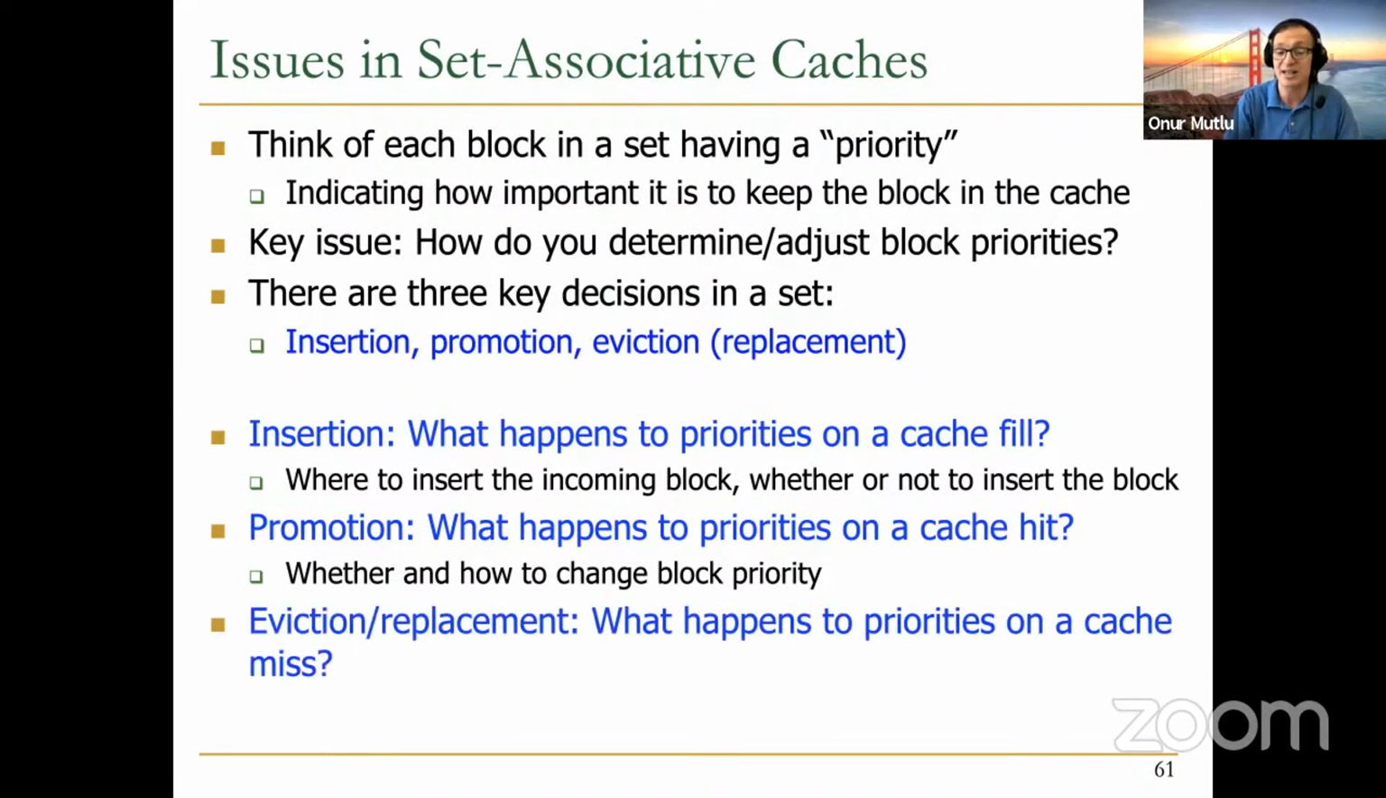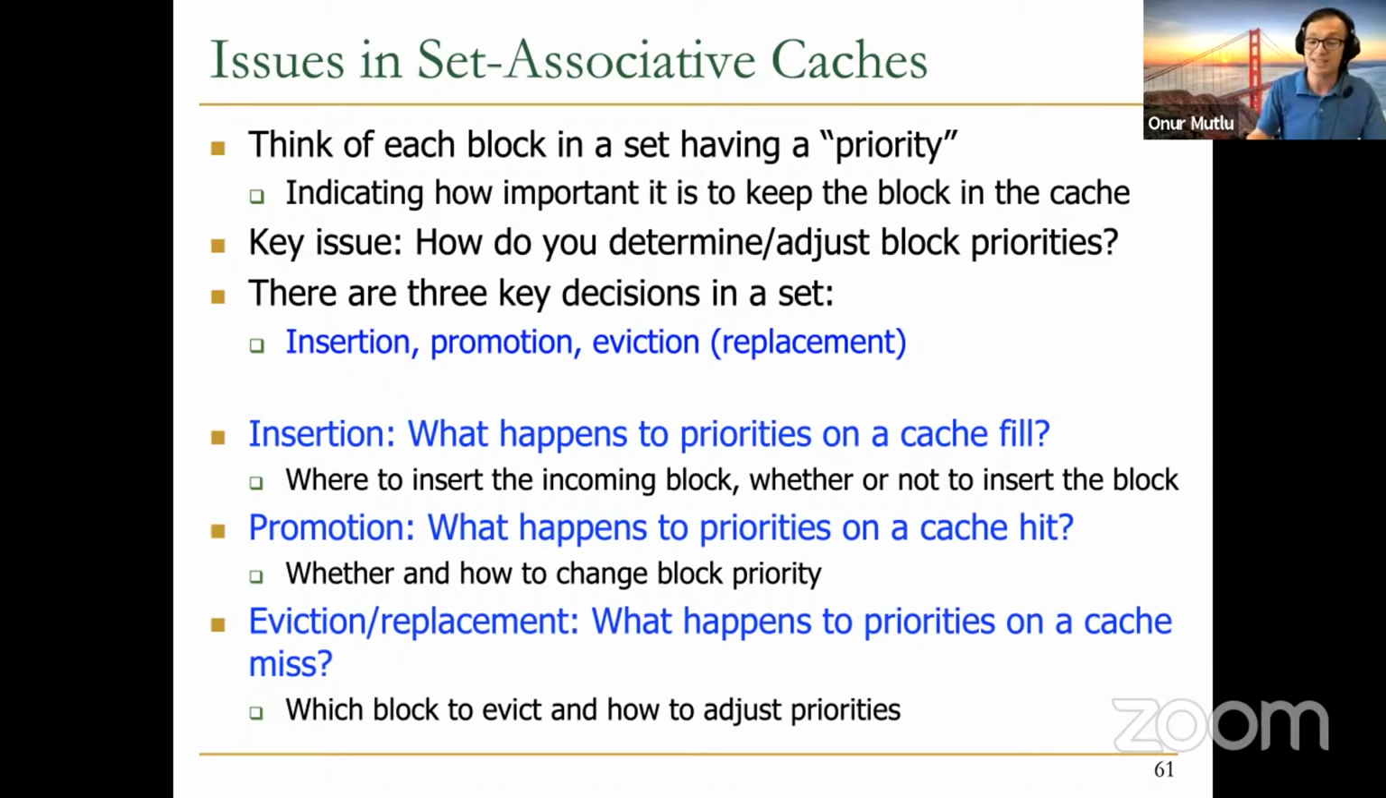And then finally, eviction and replacement. This is what happens to priorities on a cache miss, essentially. When you get a cache miss, which block do you evict? How do you adjust the priorities of different blocks that are in the cache at that point? So set associative caches enable a lot of decisions. In direct map caches, the decision space is smaller, basically, because you either evict the block that's in the cache or not evict it. That's the decision you need to make.